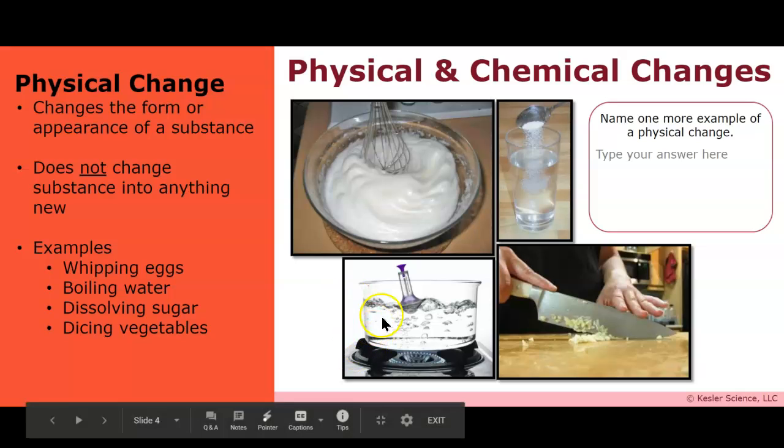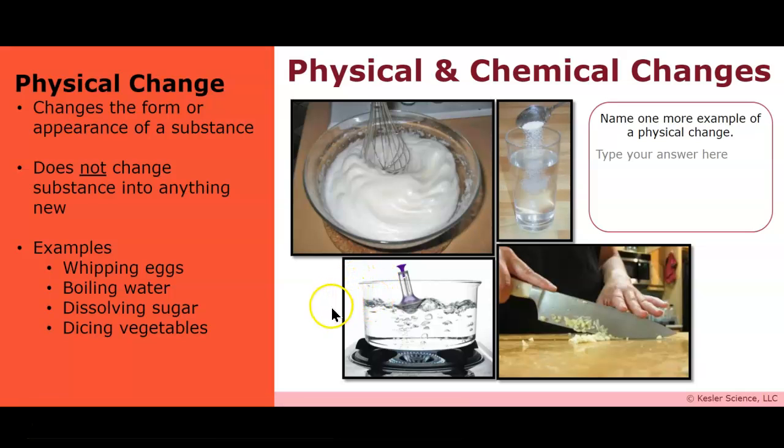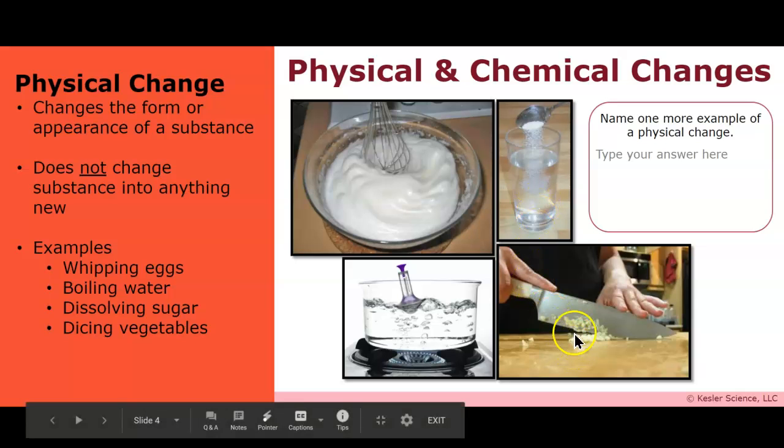Boiling water, as you see here, it becomes steam as you boil it, but it's still water, still H2O. Dissolving sugar into water. If you've ever had rock candy, that is how this process is done, is that sugar is dissolved into water and then the water is evaporated, leaving large crystals of sugar, and that's what rock candy is. Or dicing vegetables. They're just smaller versions of the same vegetable.